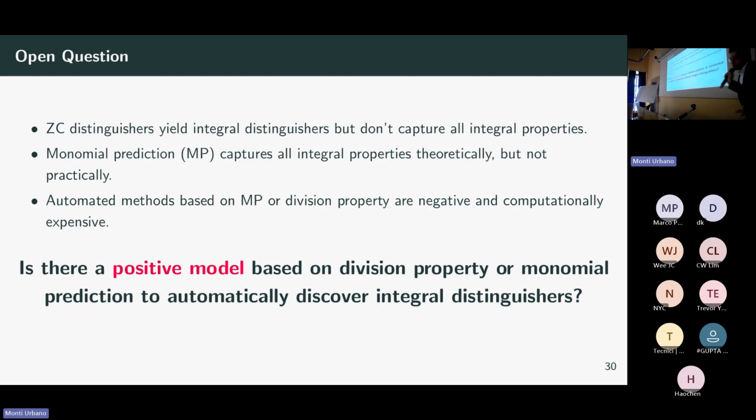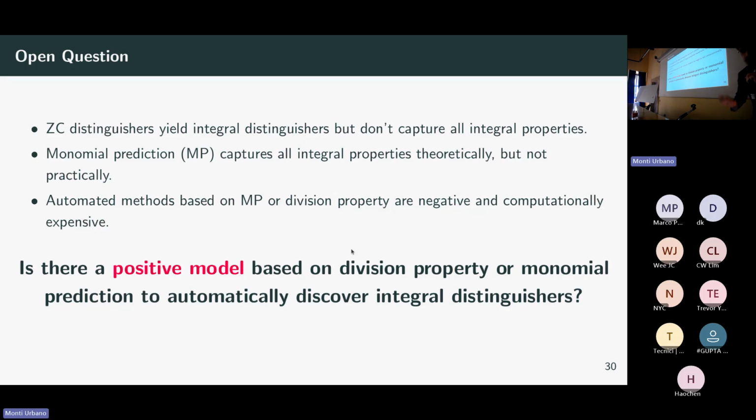Okay, now I want to propose an open question. Actually, as I mentioned, we discovered these attacks based on the relation between zero correlation and integral attack. But the question is, can we find a positive model for division property or monomial prediction? This is still an open question because the models for division property and monomial prediction are negative models.